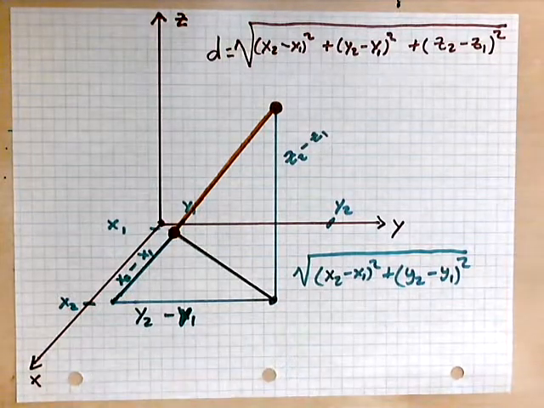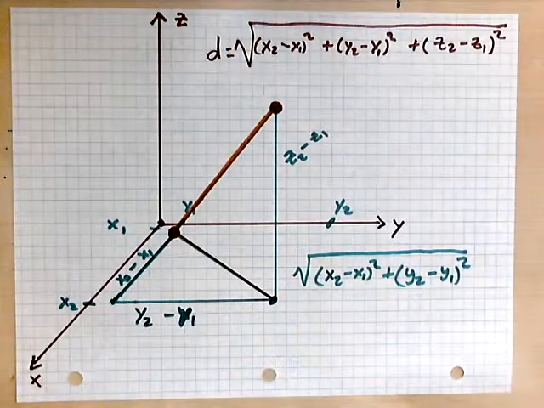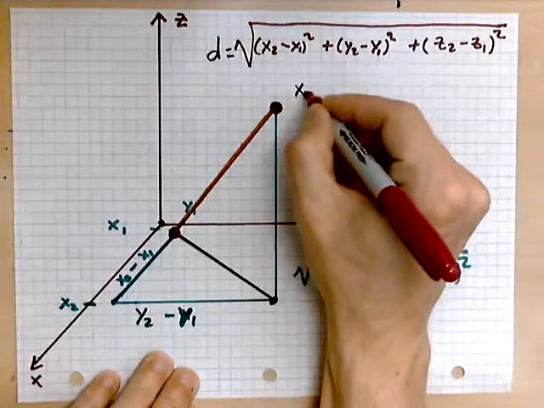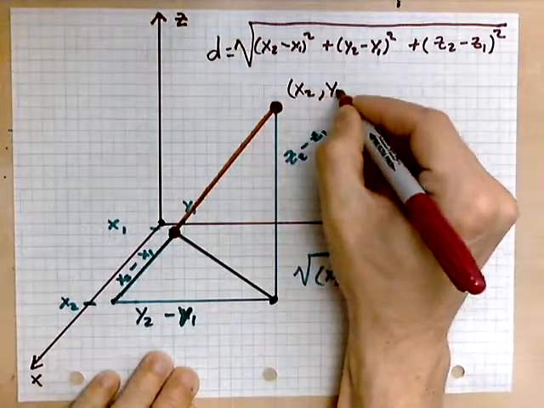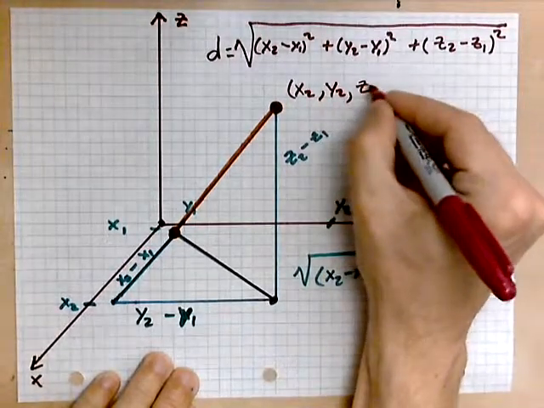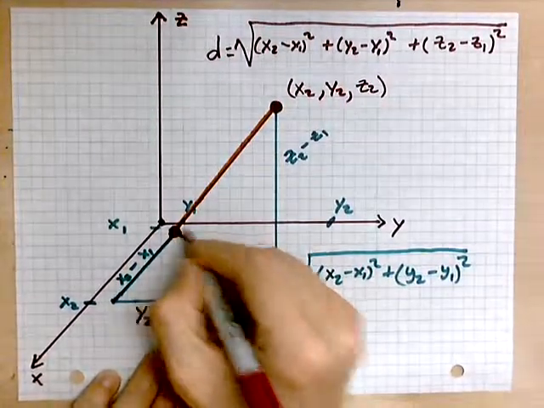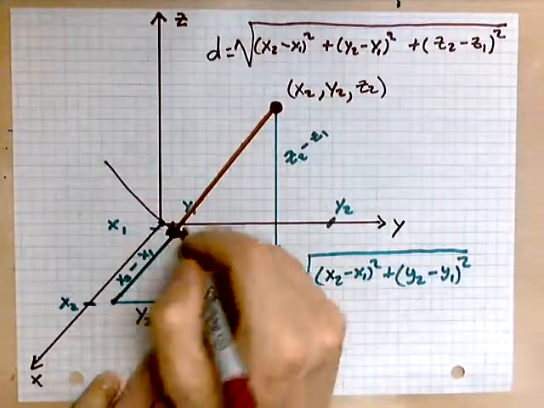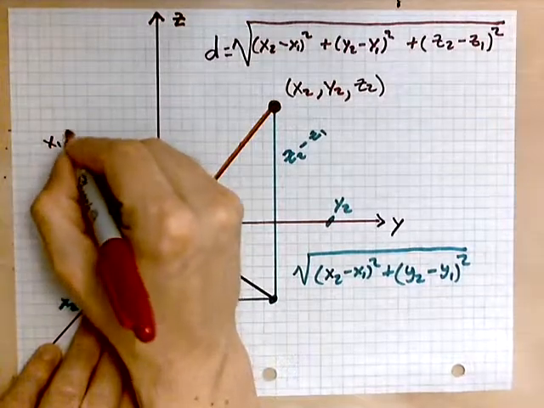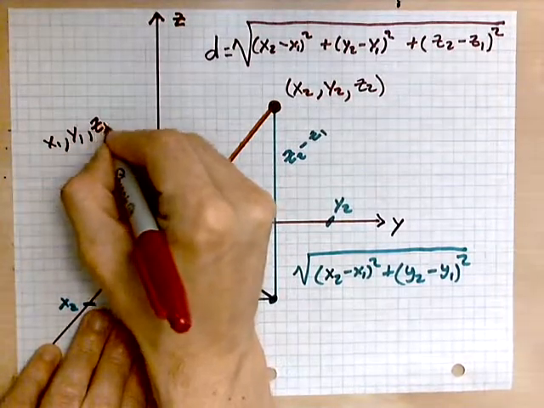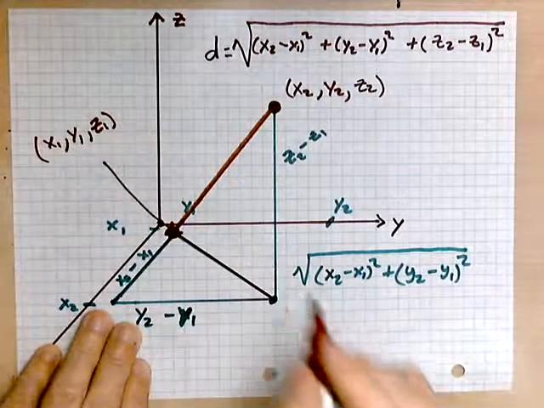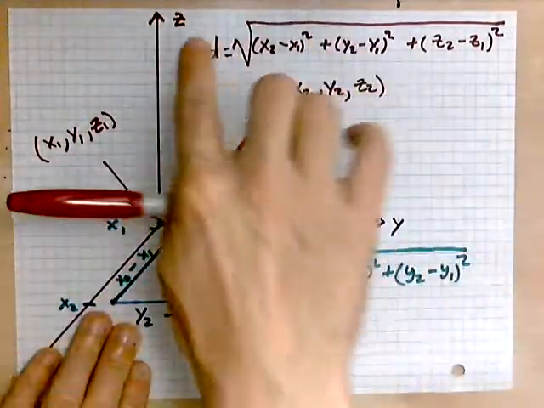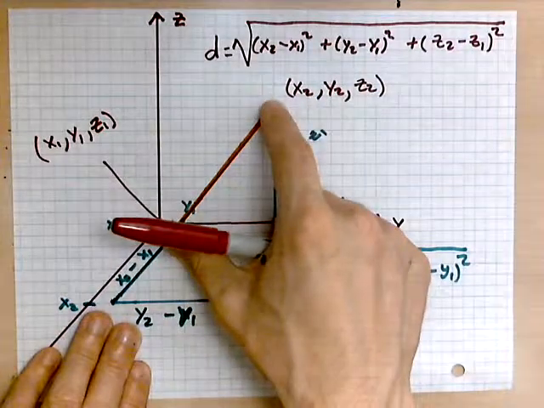Okay. So here what you may want to do is remember, label these things. This would be labeled, for example, as x2, y2, z2, and that point would be labeled as, I'm going to draw an arrow to it, x1, y1, z1. Okay? So these are the coordinates of this point, these are the coordinates of that point. Plug into this and it tells you what the distance is between them.